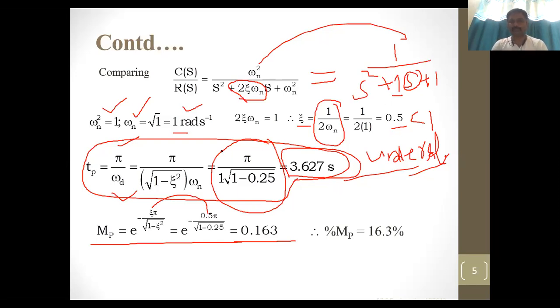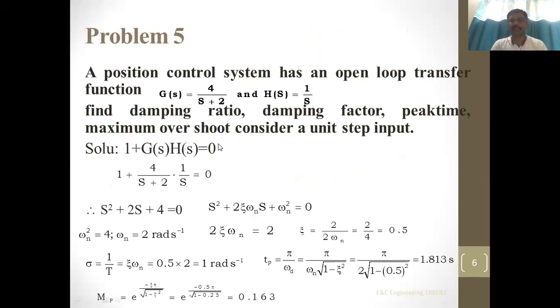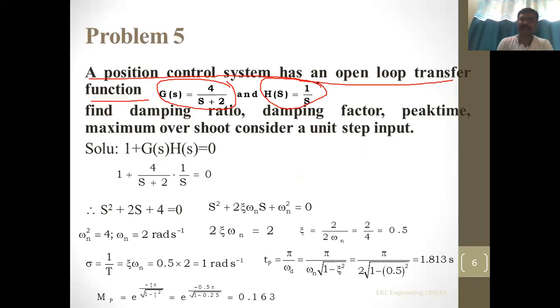Is it okay? Now this is one simple problem associated with the second order system. Let me proceed with the next problem, problem number 5. What is the statement of this problem? It says a position control system has open loop transfer function G(s) = 4 divided by (s plus 2) and H(s) is 1 by s. It is not a unity feedback control system, because H(s) is 1 by s.